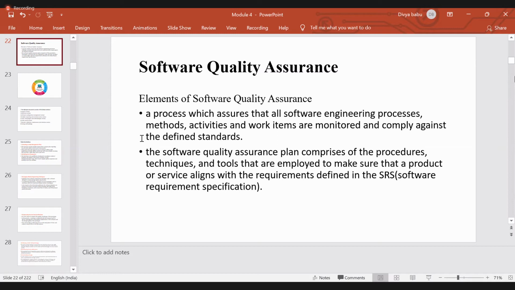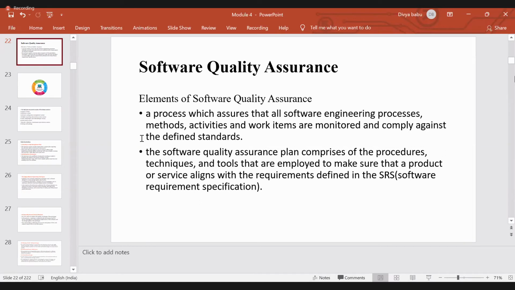It is a process which assures that all software processes, methods, activities, and work items are monitored and comply against some defined standards. We are always checking whether we comply with the standards or not. If we maintain that standard, then only can we produce a quality product. The software quality assurance plan comprises the procedures, techniques, and tools that are employed to make sure that a product or service aligns with the requirements defined in the SRS.